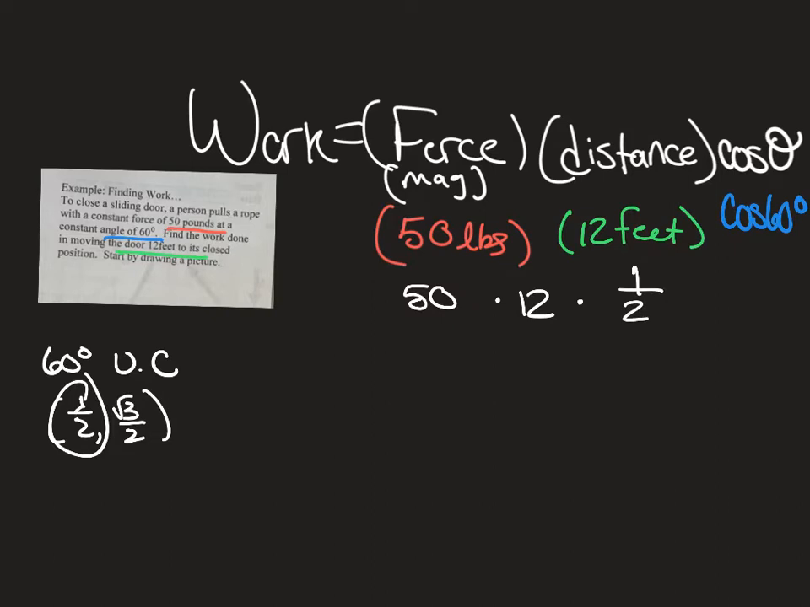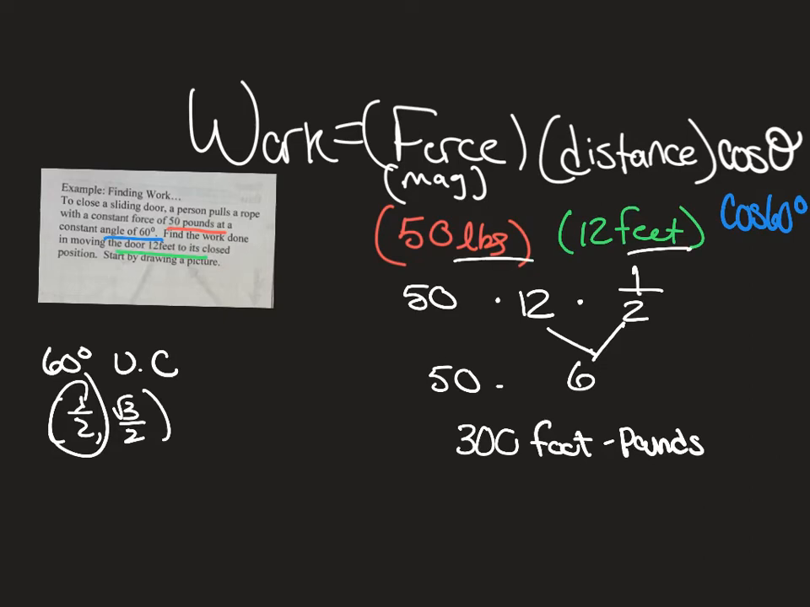It doesn't matter what order you multiply in, but I like to make things smaller before making them bigger. So I'm going to do these two first. Half of 12 is 6. And then 50 times 6 is 300. So the work done here is 300 foot-pounds. I know in physics you usually do newtons and joules, but because we're using US measuring systems with the feet and the pounds, we're going to label it foot-pounds. So that's your answer for the first problem.